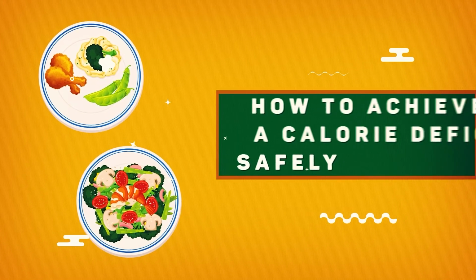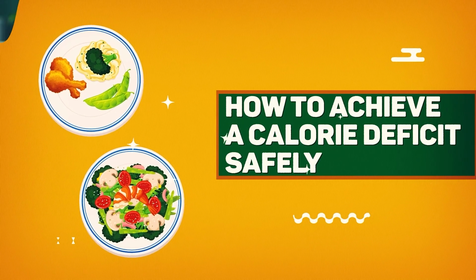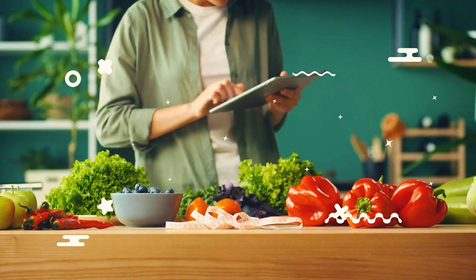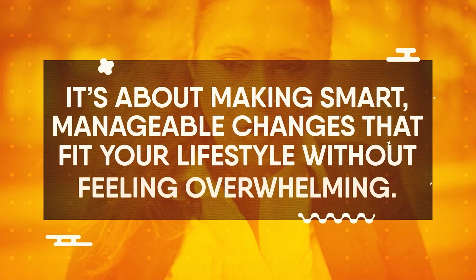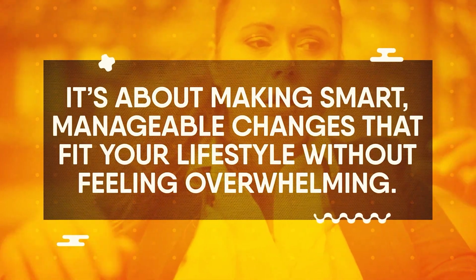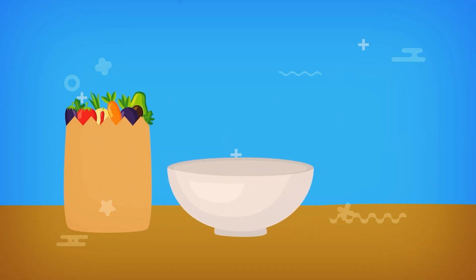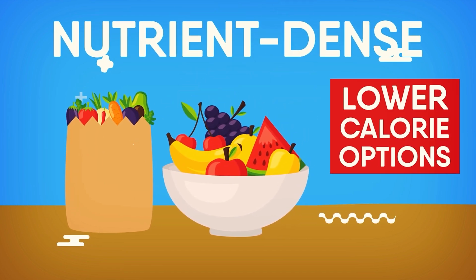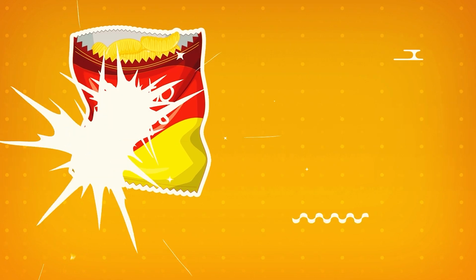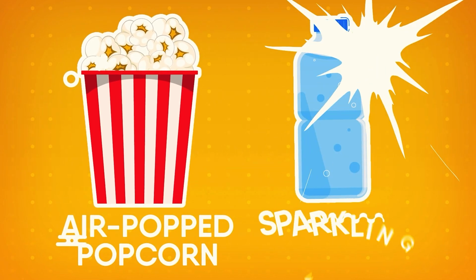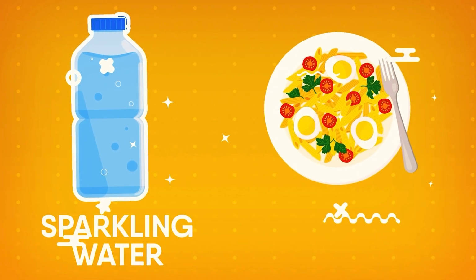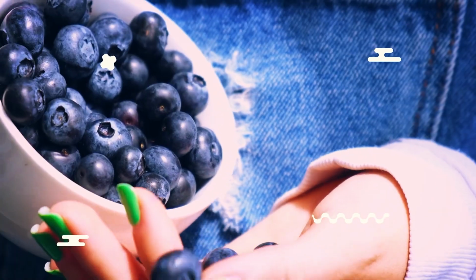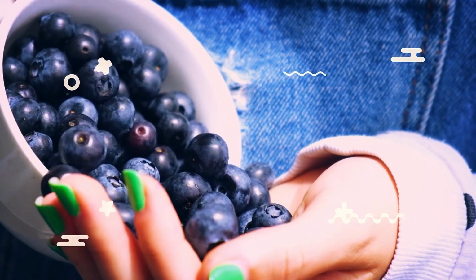How to achieve a calorie deficit safely. Now that you know how to create a calorie deficit, let's focus on doing it safely. It's about making smart, manageable changes that fit your lifestyle without feeling overwhelming. First, reduce your calorie intake by choosing nutrient-dense, lower-calorie options. Swap out chips for air-popped popcorn, sugary drinks for sparkling water, or that heavy pasta for a lean protein and veggie stir-fry. Even picking fruit like berries over candy can make a huge difference.